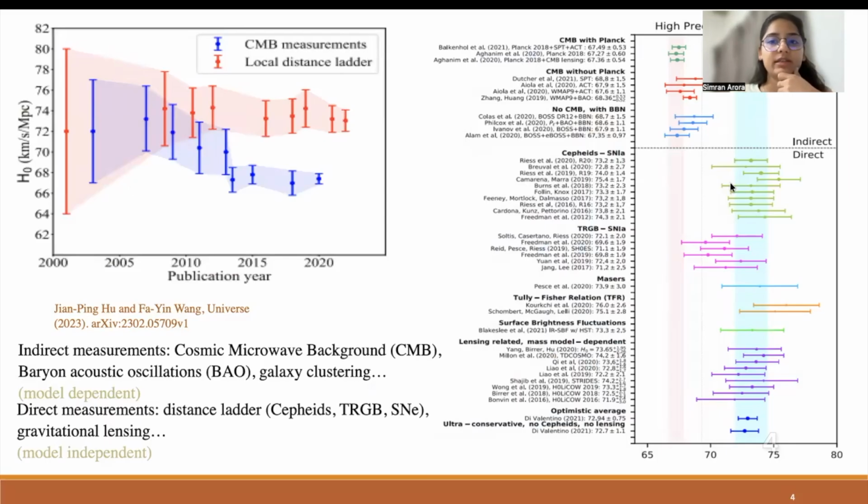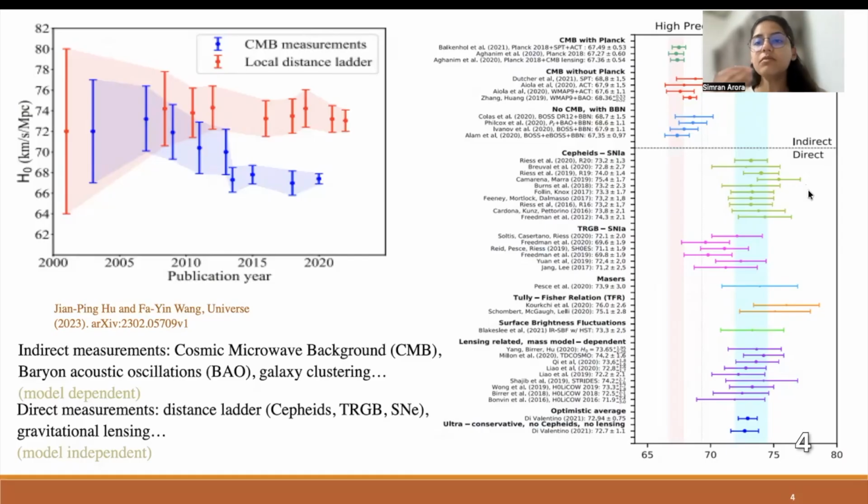As I explained, different combinations of data give us different values of H naught. So we call it direct or indirect. Direct means it is model independent. Basically, all the supernovae data sets which are coming are model independent. They do not assume any model as a baseline model, right? So these are directly coming from the galaxies. And indirect means they are model dependent. They take lambda CDM as a base model, for example, CMB with Planck and BBN and so on.